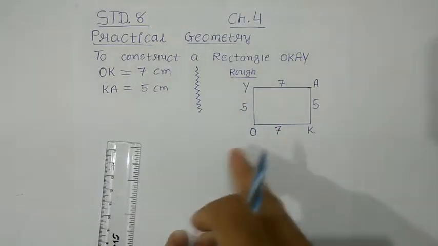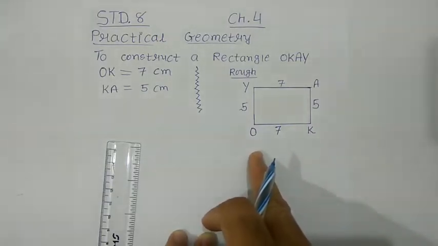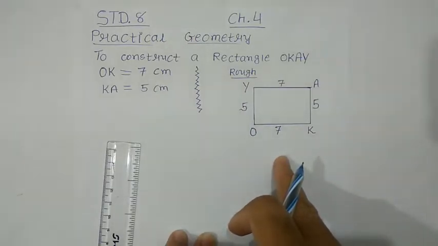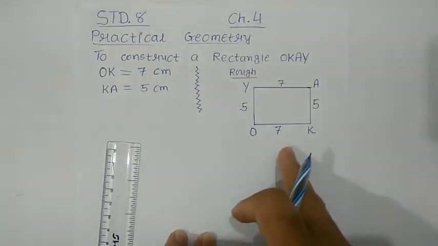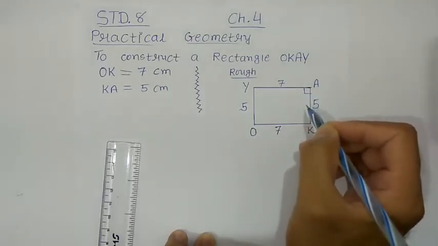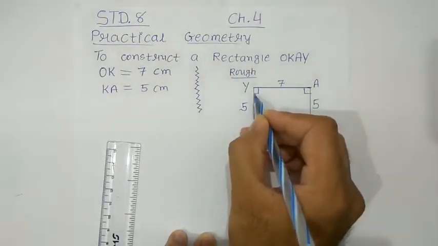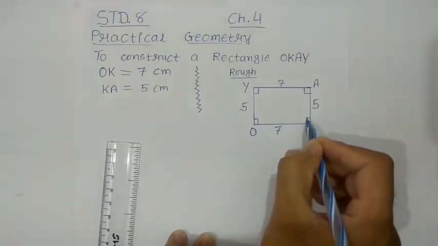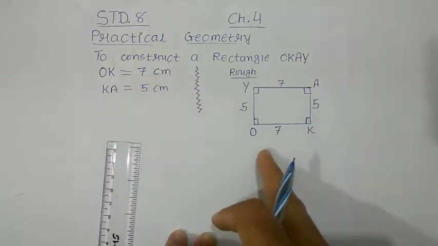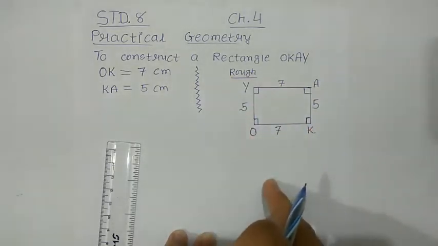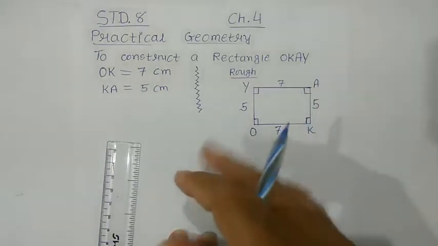So is it enough to draw the rectangle? No, it is not enough to draw the rectangle. 4 dimensions are not enough. So now remember one more property of the rectangle. In the rectangle, all the interior angles are of 90 degree, so all these angles are the right angles. So now how many properties we have? We have a total of 8 properties, 4 sides and 4 angles. So now it is easy to draw the rectangle.